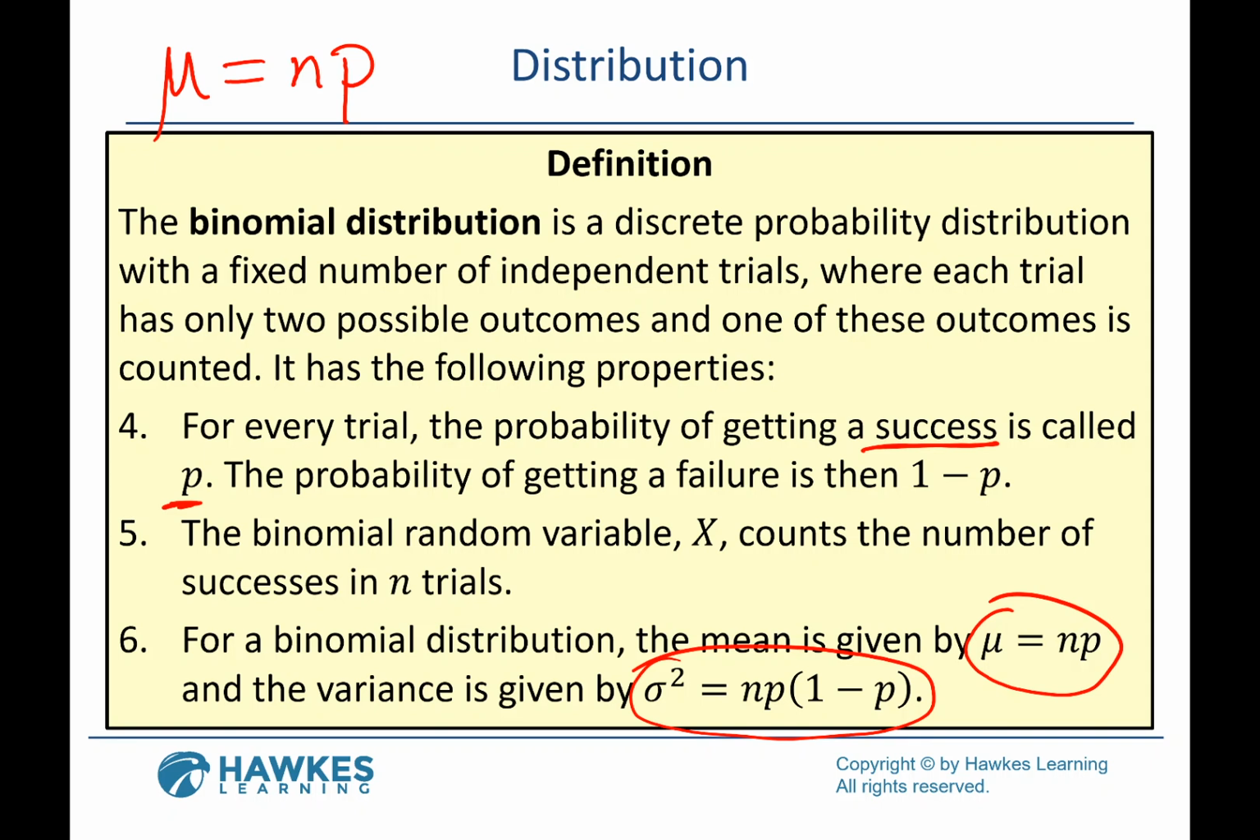Right, on the last section, if we wanted the mean or the expected value, we had to take each outcome, multiply it by its probability, and add all those up. Okay. With a binomial, it's much easier. It's just n times p, and we're done.